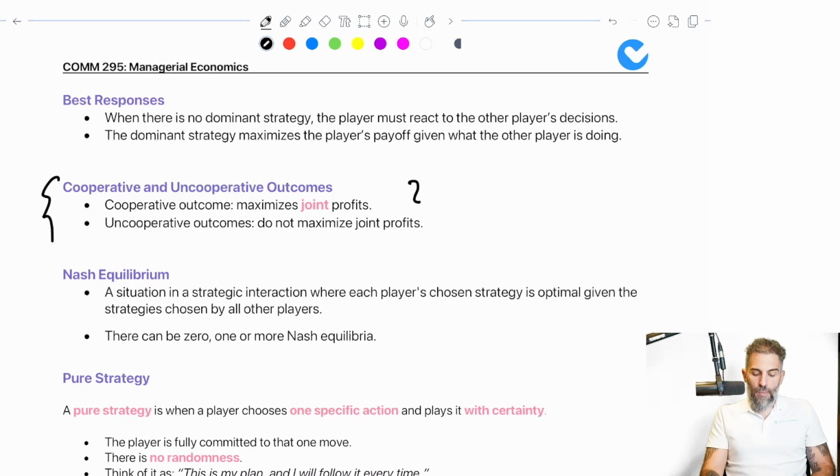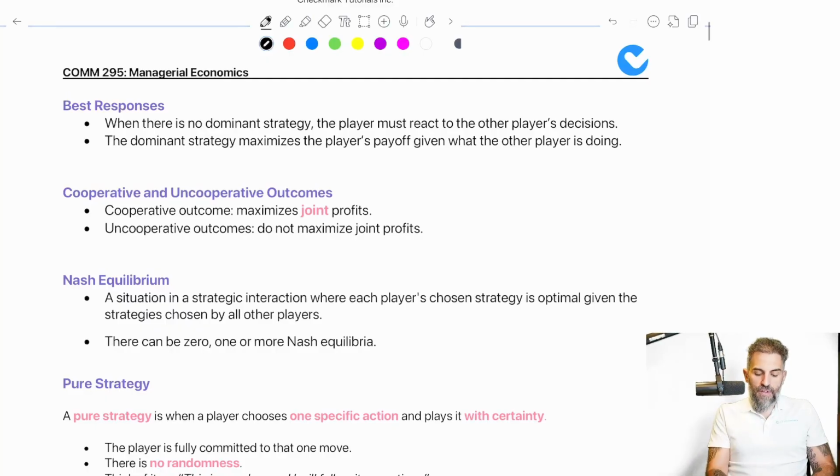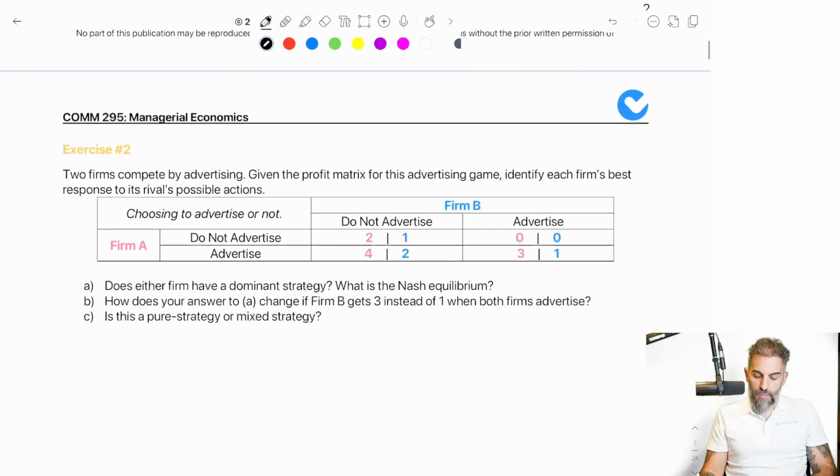Cooperative and uncooperative outcomes. A cooperative outcome is the outcome that maximizes the joint profit of the two players. It's not the outcome that maximizes their individual profits, right? And so if I were to show you an example like that, right?